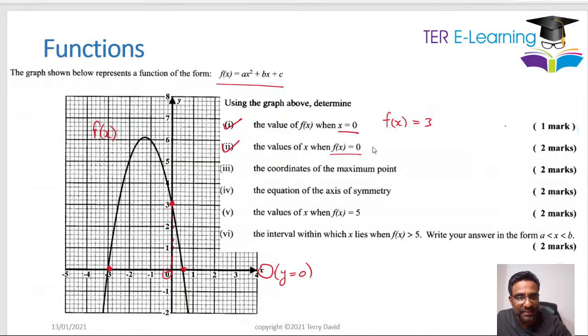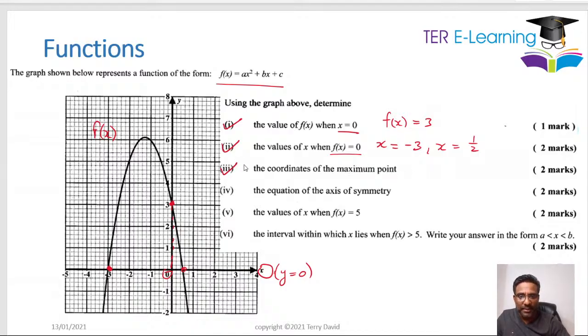So for the values of x, this is what you write for your answer: x is equal to -3, comma, x is equal to 1/2 or 0.5. That's my answer for part 2. So be careful. I saw some of you said something different for part 1. Don't confuse the answers. The answer for part 1 is f of x is equal to 3. For part 2, you have two answers, x equal -3 and 1/2. So 2 marks for that.